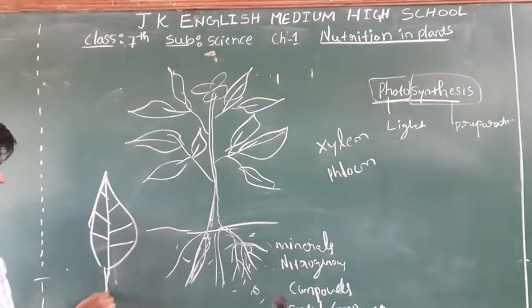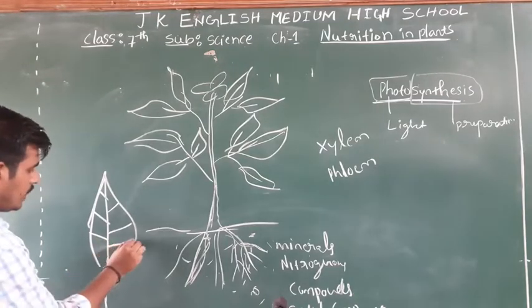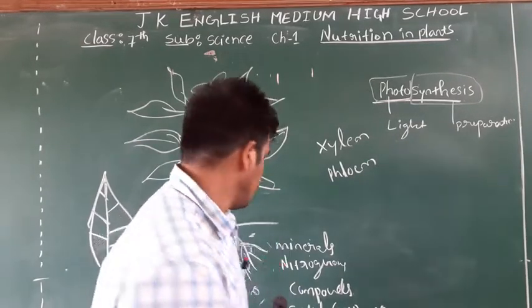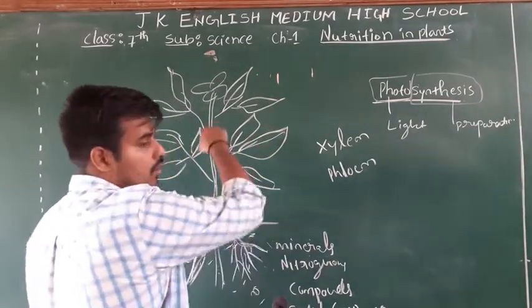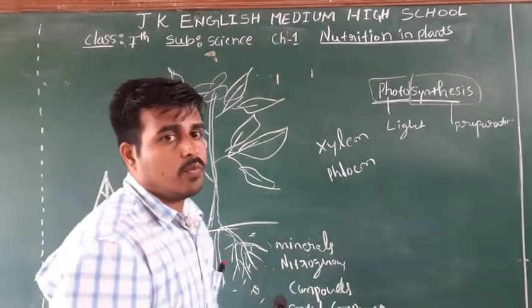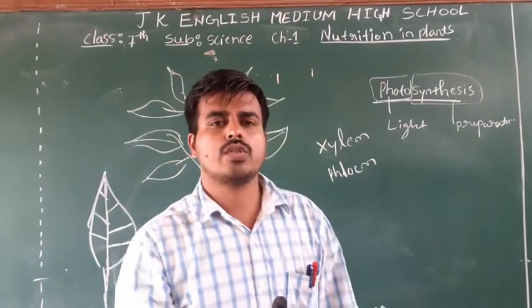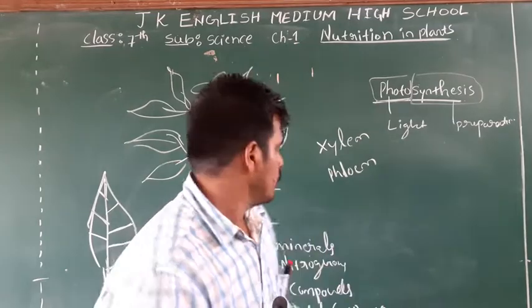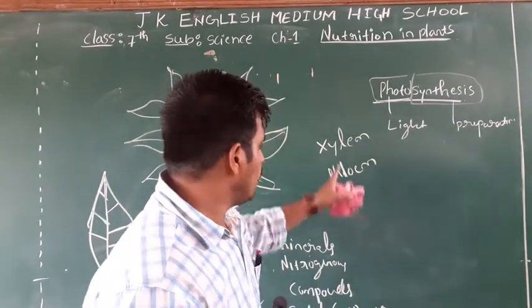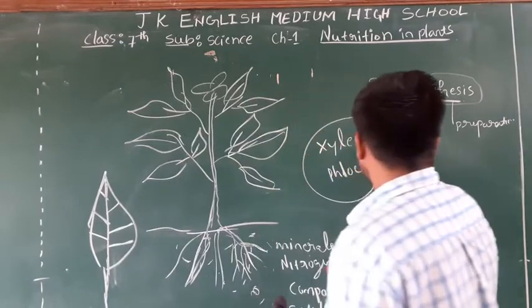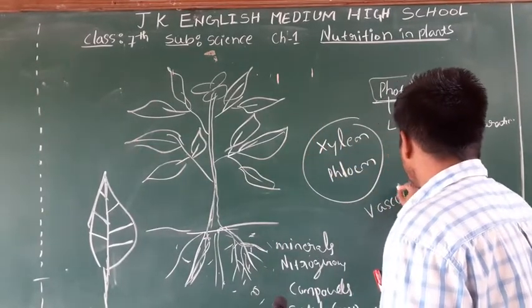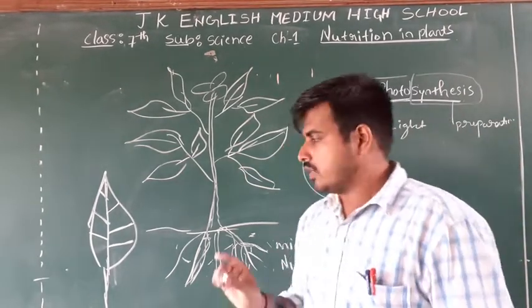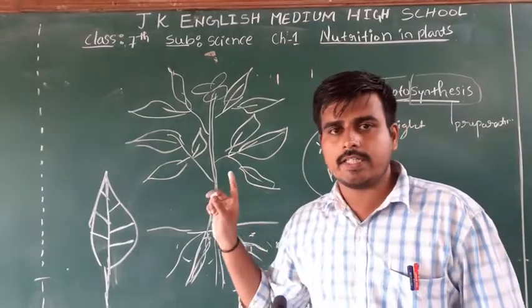From those tube-like structures, they will reach every part of the leaf. These tube-like structures help in the transportation of minerals and nitrogenous compounds which are dissolved in water. There are two types of tube-like structures: xylem and phloem. All together it is known as a vascular bundle. You will study this xylem and phloem in detail in 9th standard, don't worry.